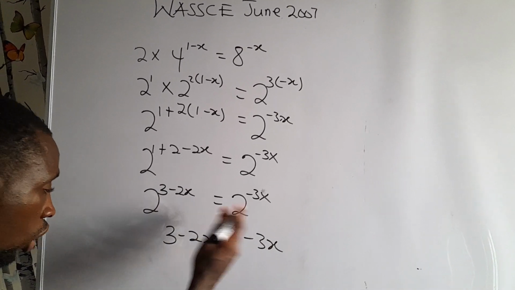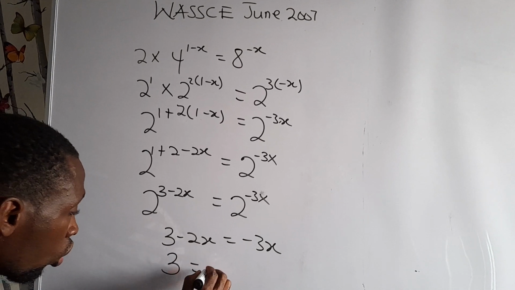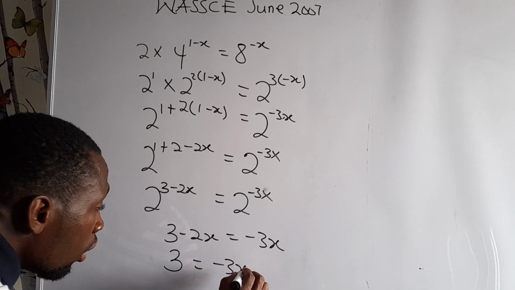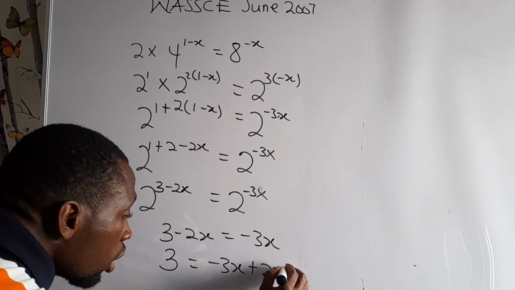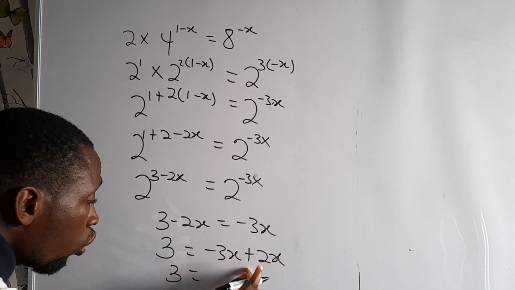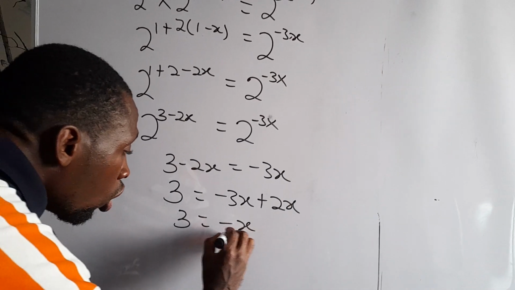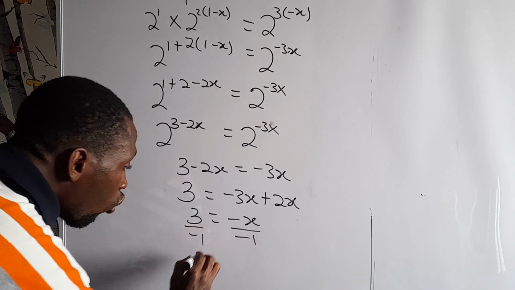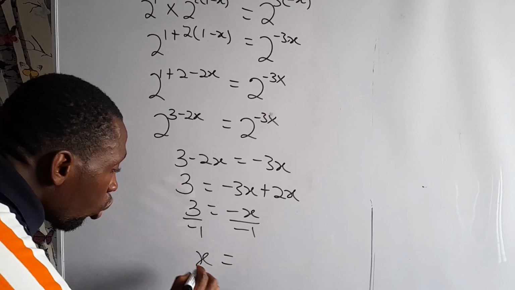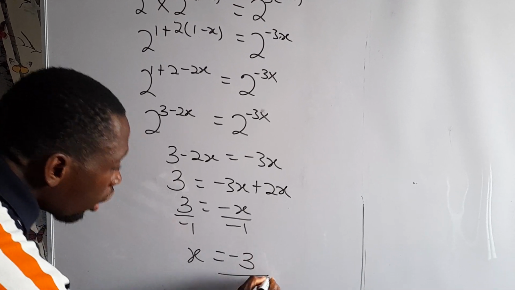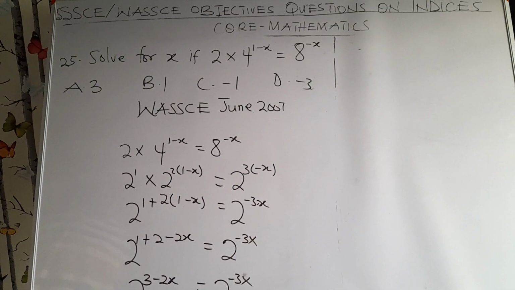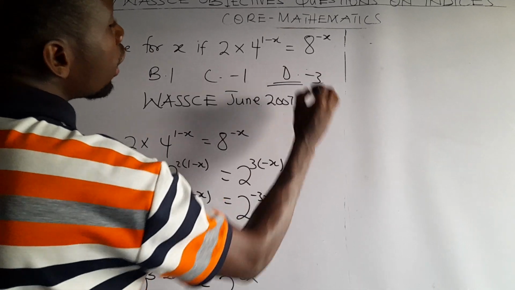Now we group like terms and send this there. So 3 will be equal to negative 3x plus 2x, which is negative x. We divide both sides by negative 1. Our x will be equal to negative 3. So x is equal to negative 3. The correct answer then is D.